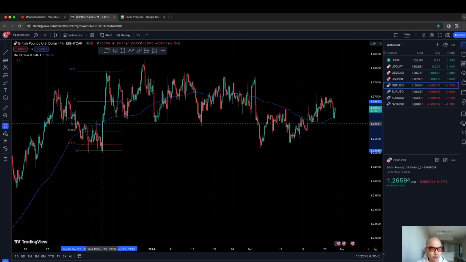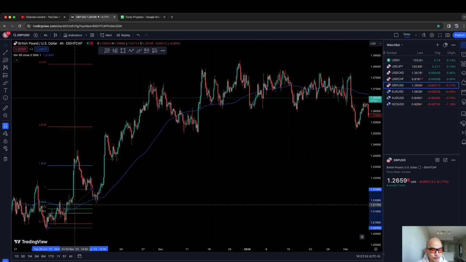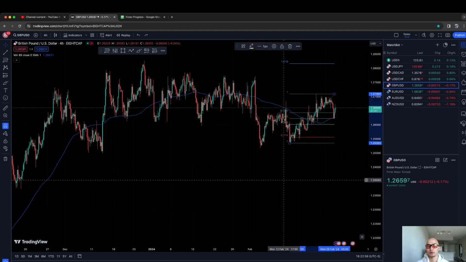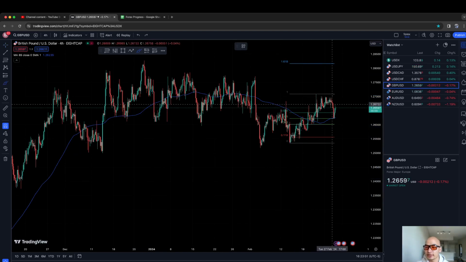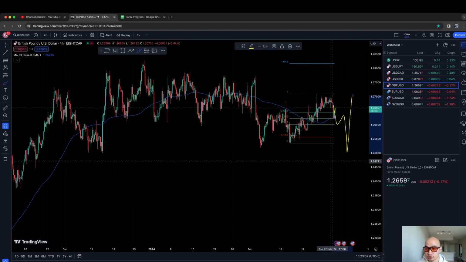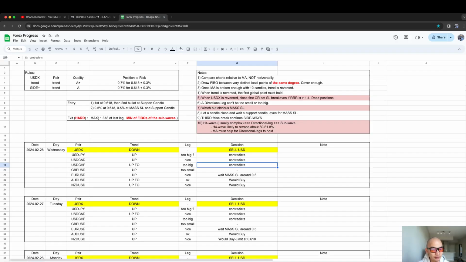If I compare it to other directional legs, the leg size is just too small, meaning it could be taken out by retracements like this, then return to the original trend. We don't want that. So for the pound USD, the trend is up, which matches the overall story of the USD index, but our leg size is not ideal, it's too small. So the decision is not to trade, and we will just wait.